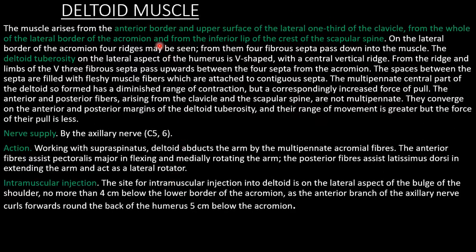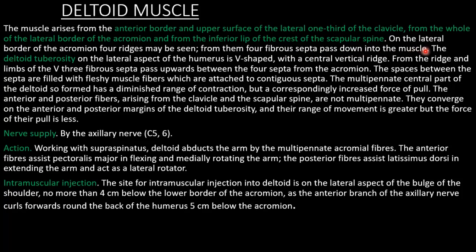Let's start with the deltoid muscle. Now, the deltoid muscle arises from the anterior border and upper surface of the lateral 1/3 of the clavicle, also from the whole of the lateral border of acromion, and also from the inferior lip of the crest of the scapular spine. Then on the lateral border of the acromion, it presents 4 ridges. And from them, 4 fibrous septa usually pass down into the muscle.